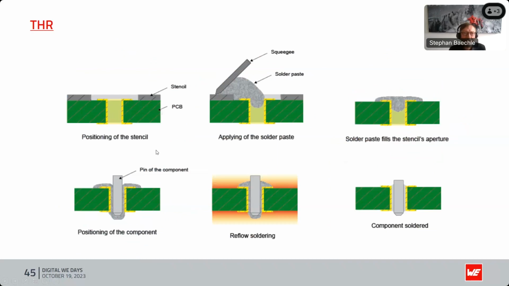So this is how the THR process works. You position your stencil on your PCB, then you go over it with a squeegee, and as you can see here, a little bit of the material is just pressed into the via. And then you take your component, put it into the PCB, and then it gets soldered in the reflow oven, and at the end the component is soldered in a proper way.